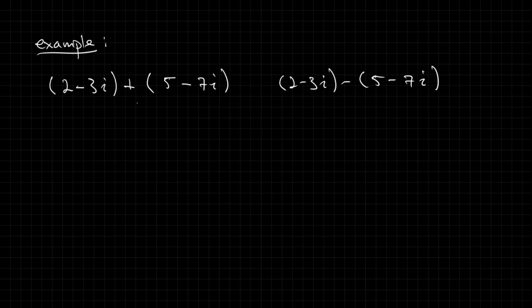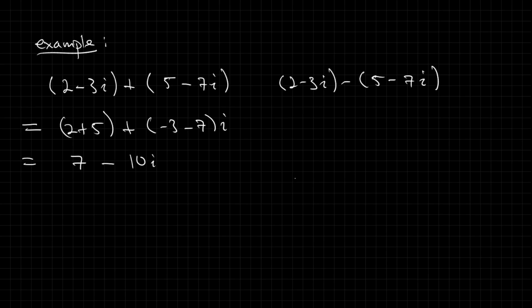In the first case, we just combine the real parts and the imaginary parts. So this would be equal to 2 plus 5, those are the real parts, plus negative 3 minus 7i, those are the imaginary parts. And we get 7 for the real part, minus 10i for the imaginary part.